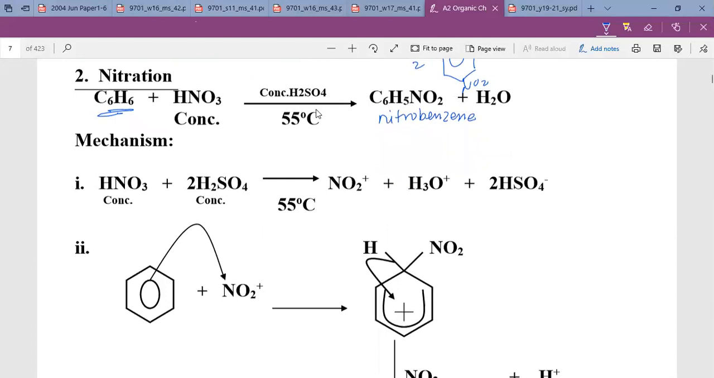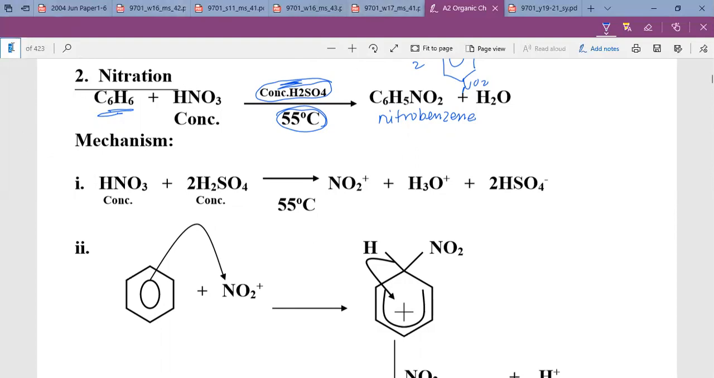This is the equation again, and the conditions: concentrated nitric acid and concentrated sulfuric acid. This concentrated sulfuric acid here is a catalyst. Again, I'll show you why. The conditions are also important, 55. Now I'm going to show you why they come up all the time. I'll just show you one example.